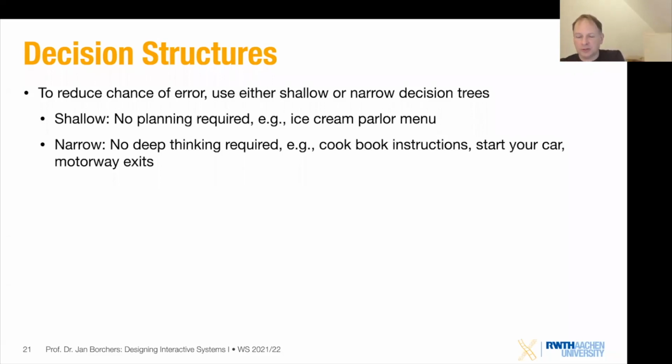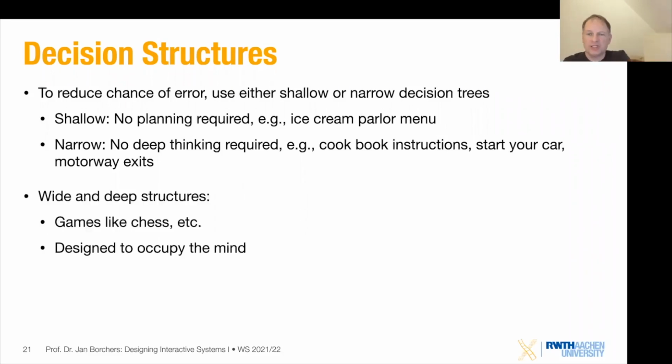When we get into trouble is when decision structures are both wide and deep at the same time. One example is a game like chess, right? Now, of course, that was designed to occupy the mind. At any step in a chess game, I have hundreds of choices of what I can do. So that makes a whole game of chess really, really complex as a decision tree. But it was designed to be that way. It should occupy the mind. Now, you don't want to design your user interfaces to occupy the mind, hopefully, right? That's not the idea. So try to go for either shallow or narrow decision structures in your interface.